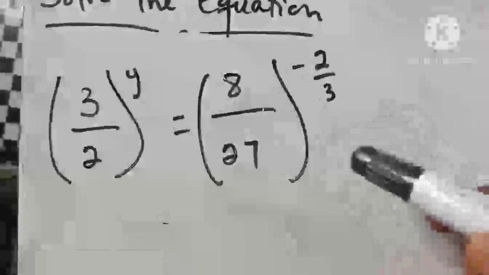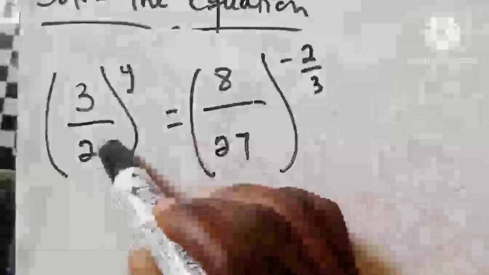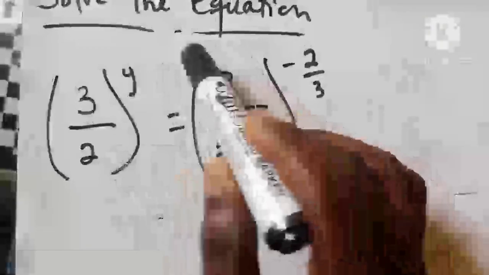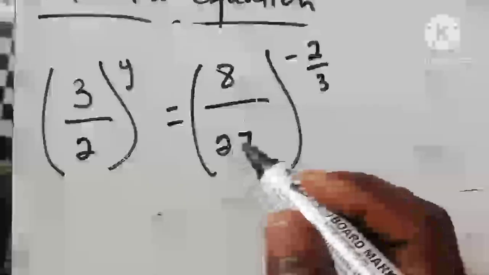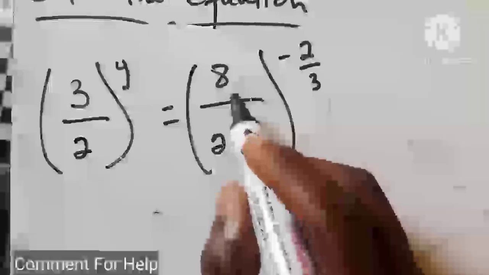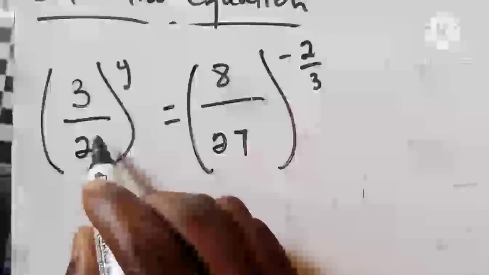Now the key here is that we know where we are going: we want to make sure the bases are the same, so that we can easily equate their exponents. So you must make sure that this base follows the smaller one. That is the key here.